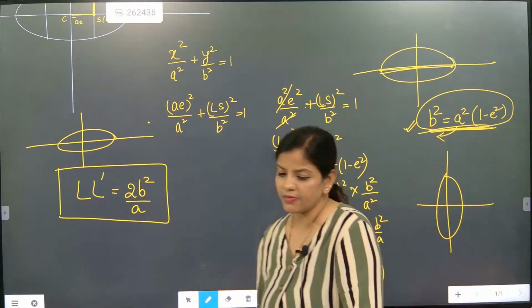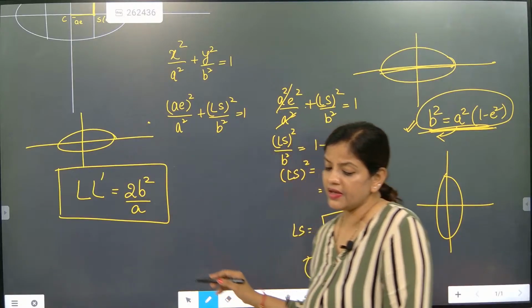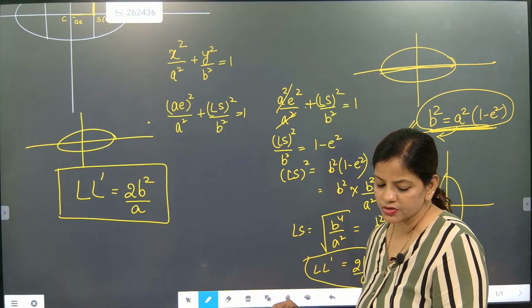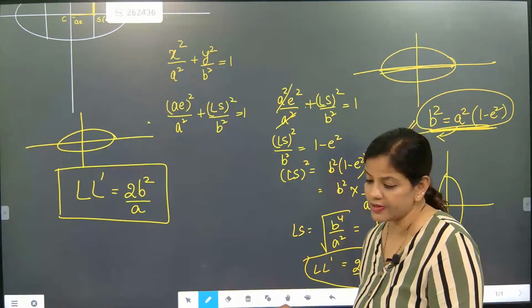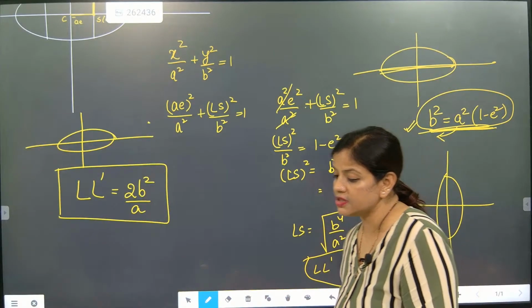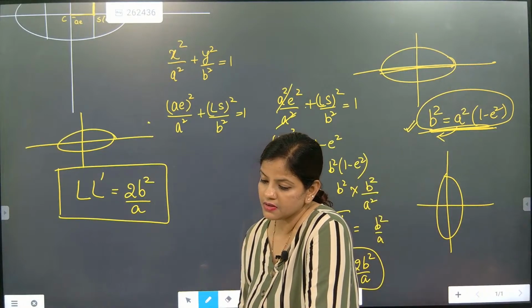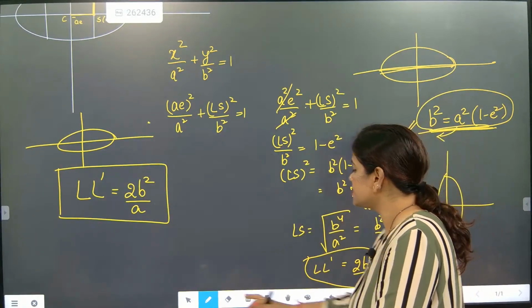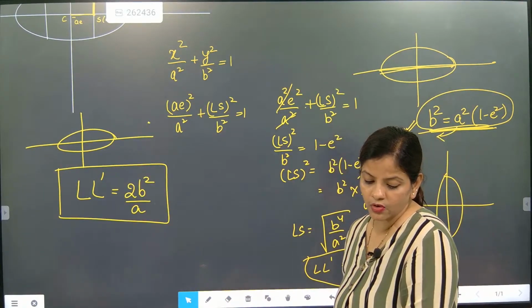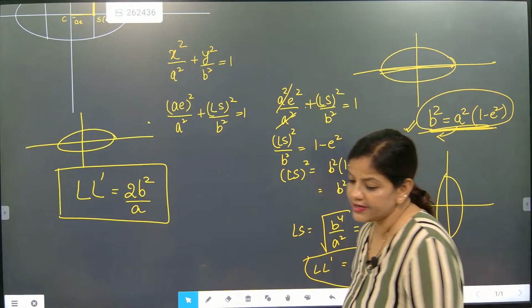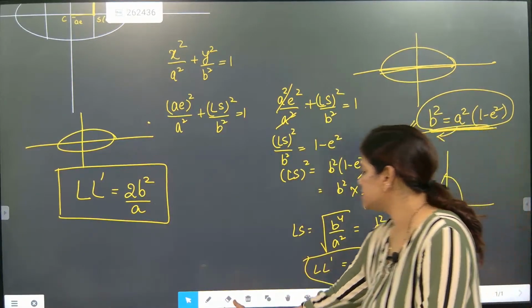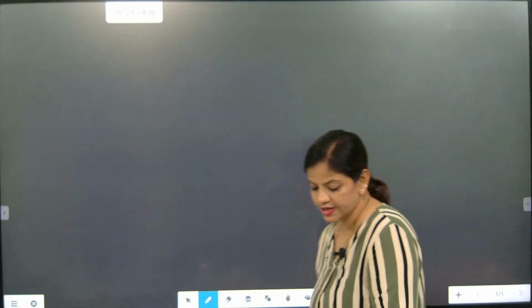So 2b square by a will be coming. I hope you have understood the 2b square by a part, understood everybody? So this is exactly about the length of latus rectum. Okay, so definitely this is exactly the way to find the latus rectum. I hope you have understood how to find the latus rectum beta. Is it clear? Now we have understood the latus rectum part also.